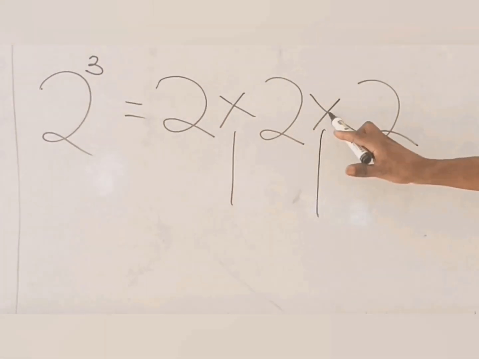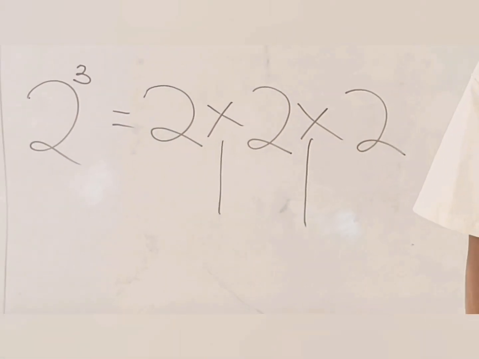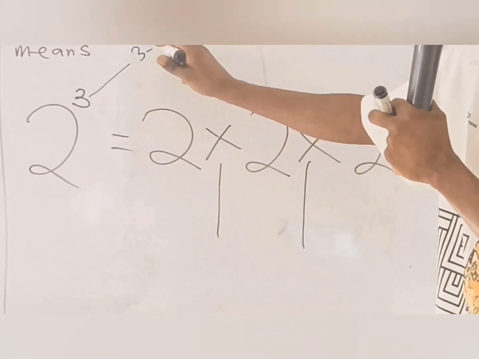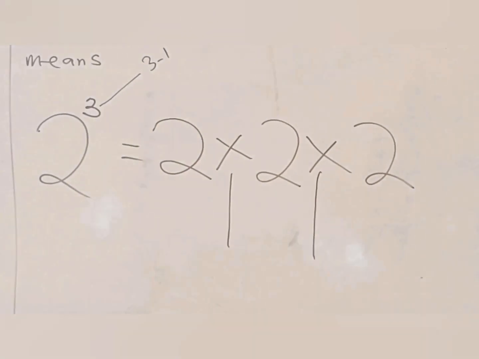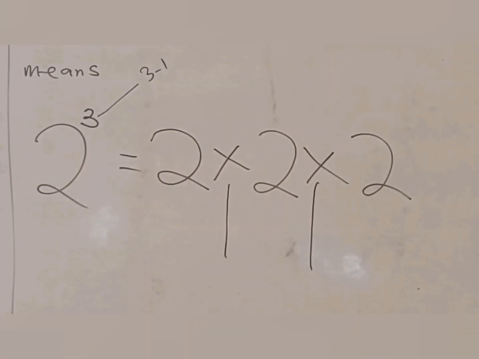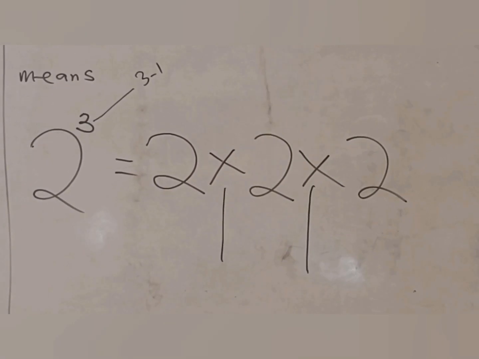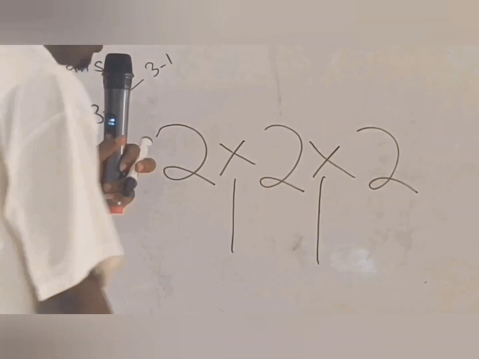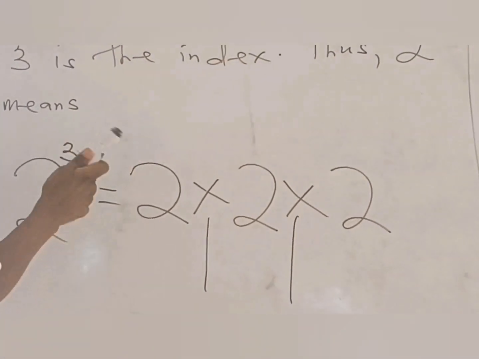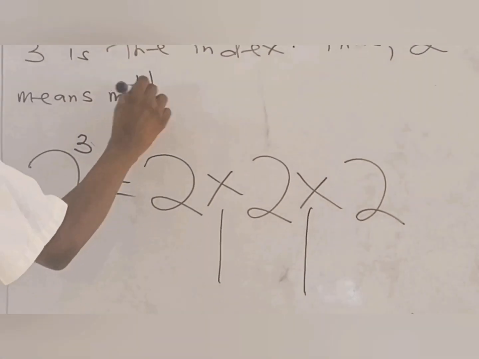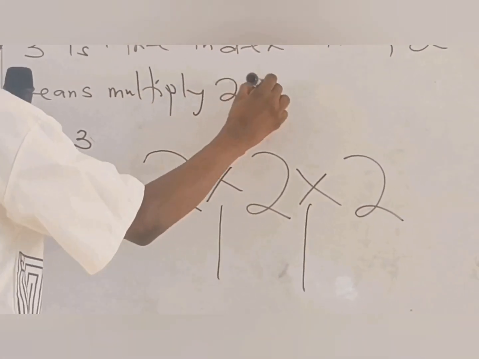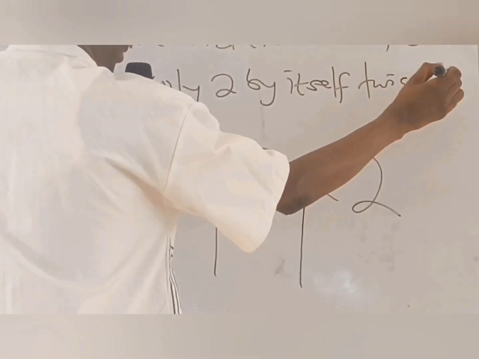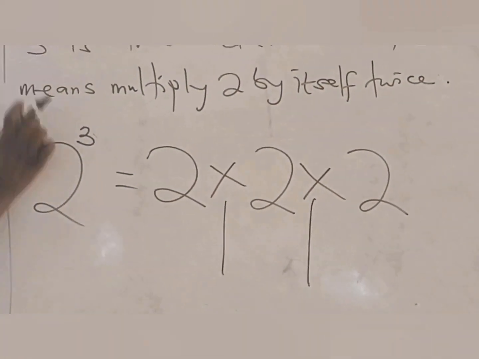How many times do you see the symbol times there? To know the number of times, subtract 1 from the power. That's what you do in mathematics. That is power, the number of times you multiply it by itself, minus 1. So 2 to the power 3 means multiply 2 by itself twice.